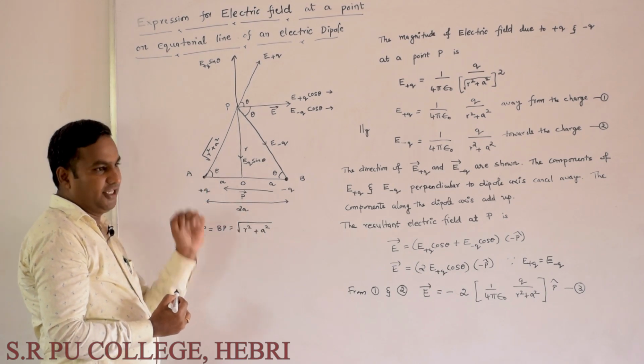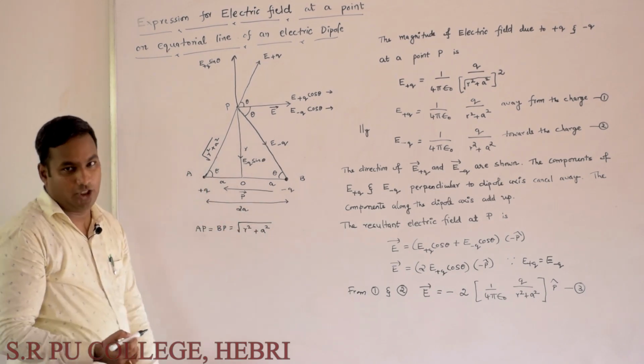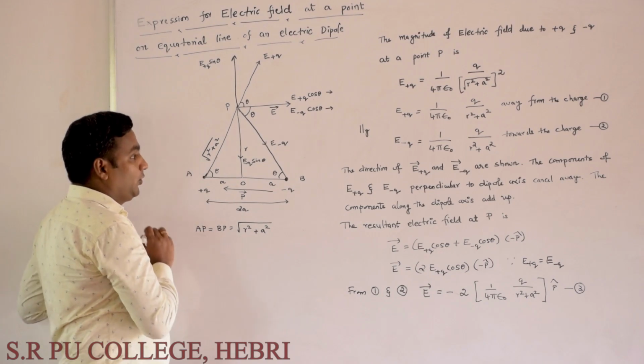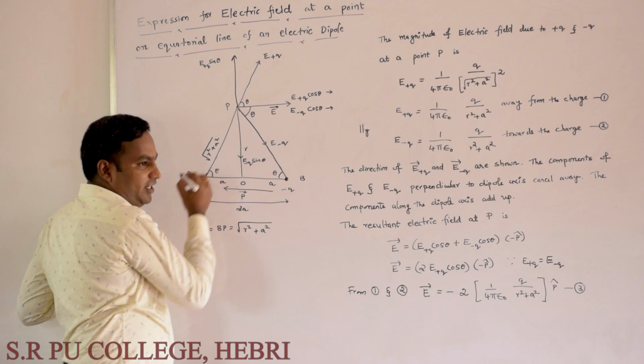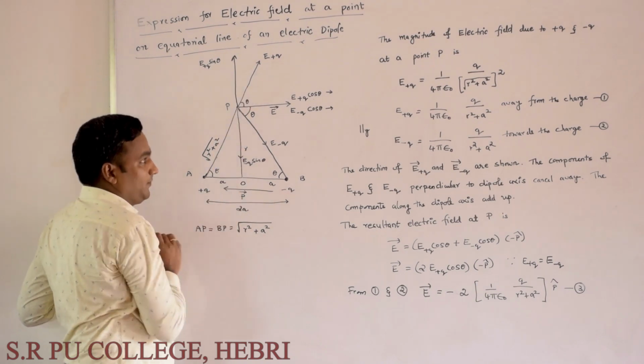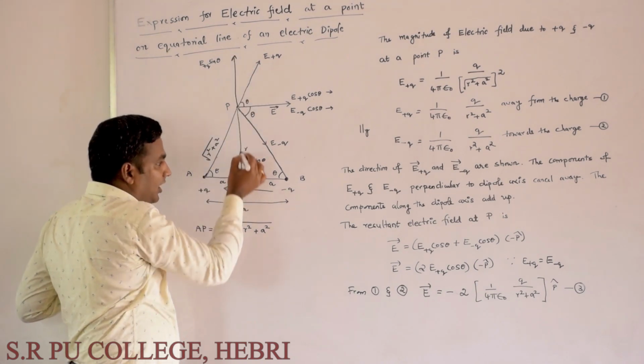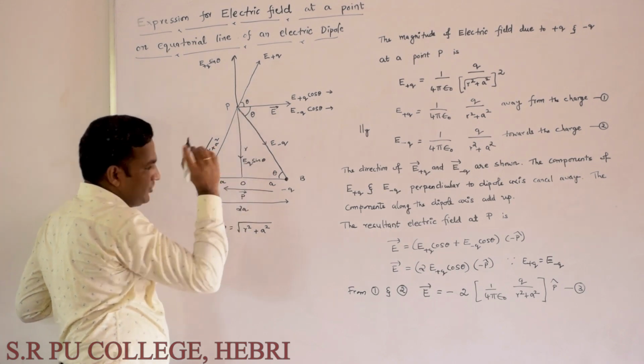There are two important lines we learn. One is the axial line and the other is the equatorial line. The equatorial line is the perpendicular line passing through the center of the dipole. It is also called the perpendicular bisector. And this OP line indicates the equatorial line in this diagram.